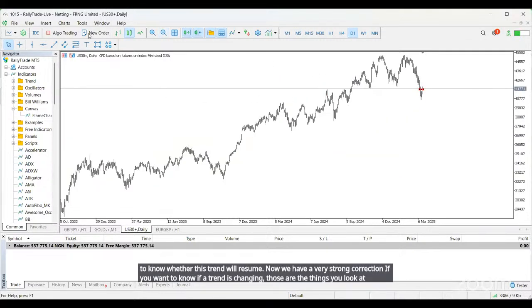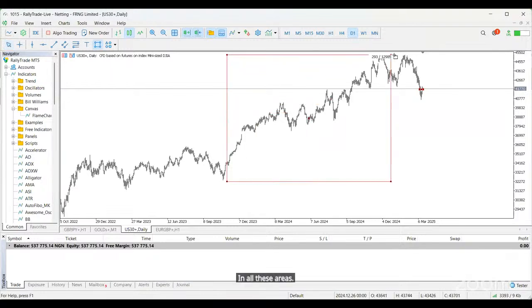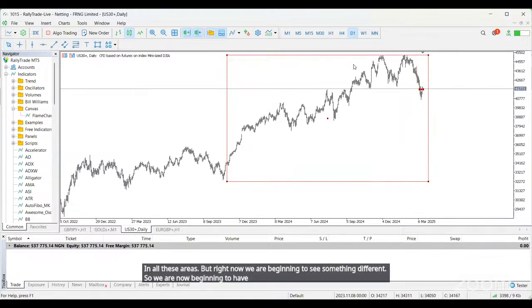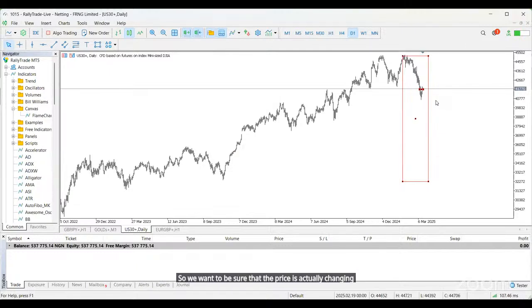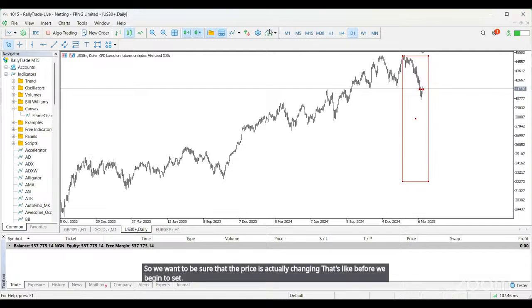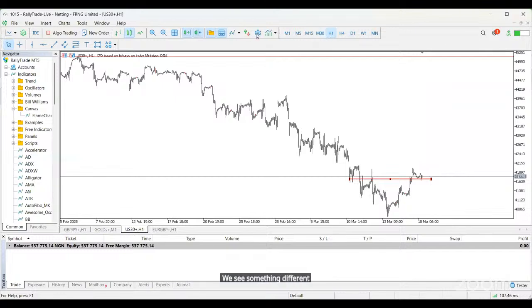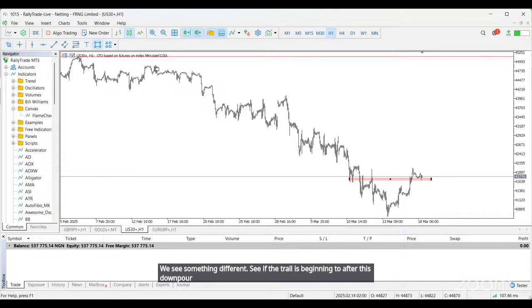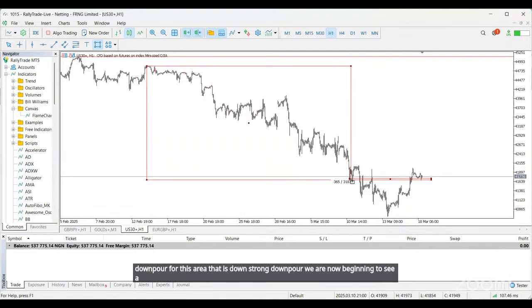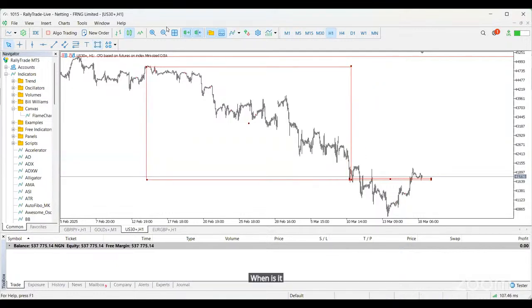Over time, we've seen the price doing higher highs and higher lows in all these areas. But right now, we are beginning to see something different. We are now beginning to have a very strong impulse to the downside. We want to be sure that the price is actually changing to the downside before we begin to sell. But on the 1 hour chart, since we're looking at the 1 hour chart, we see something different. After this strong downpour, we're now beginning to see a shift of structure. Is it that the price will now begin to go back up?